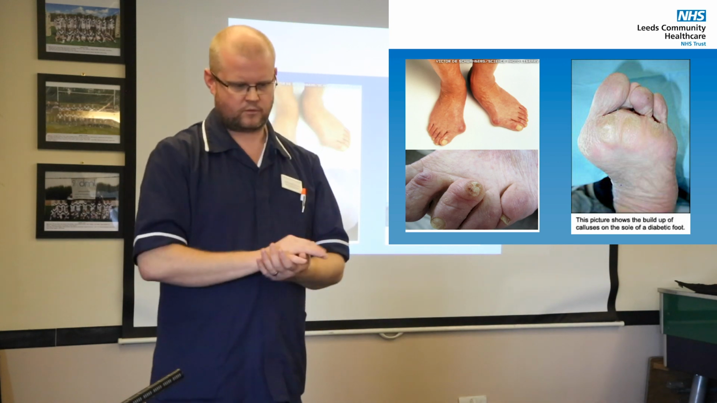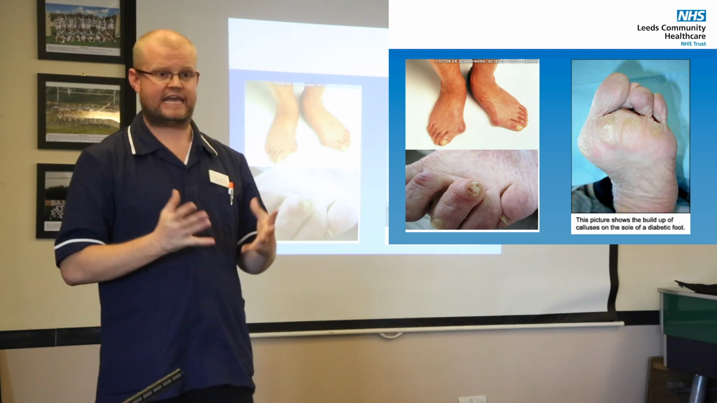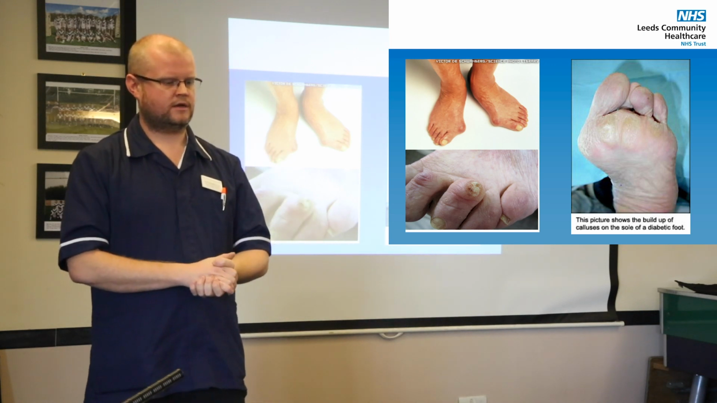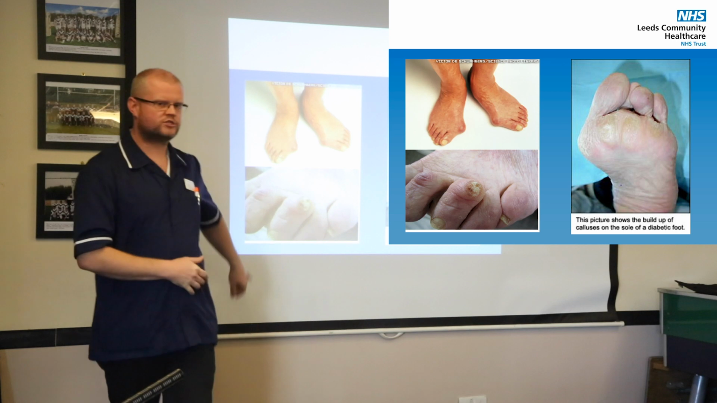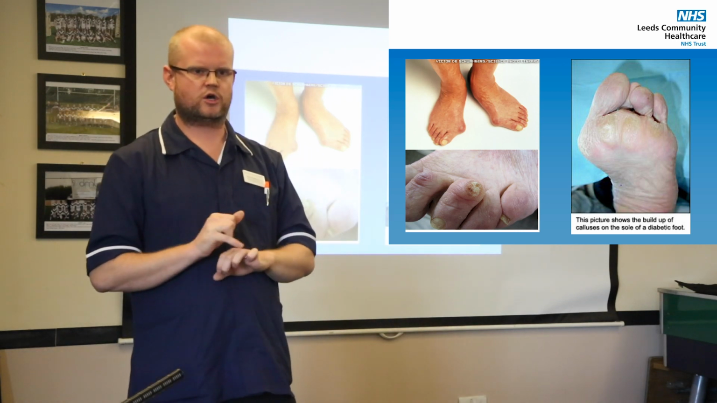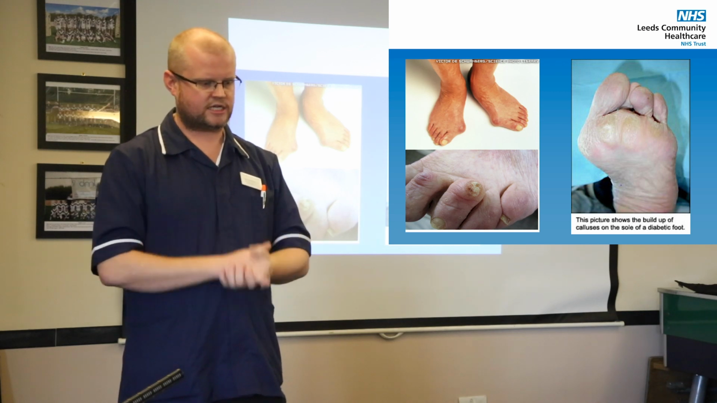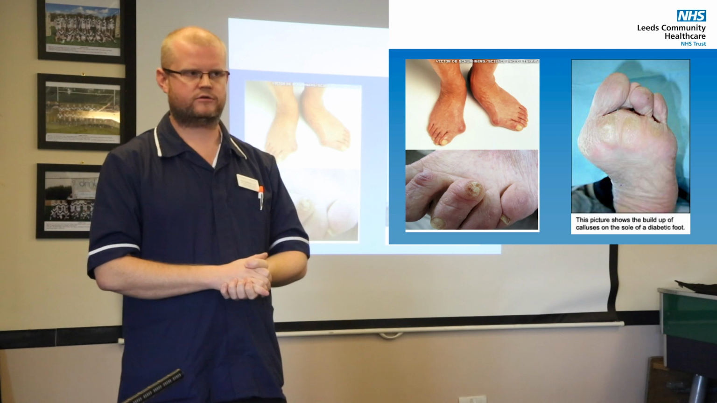So in this picture, we can actually see where the patient has developed some heavy callus over areas of pressure. In this picture here at the bottom, we can see that this patient has actually developed a corn over the top of one of their little toe joints. And you can also see the discoloration in that area as well.